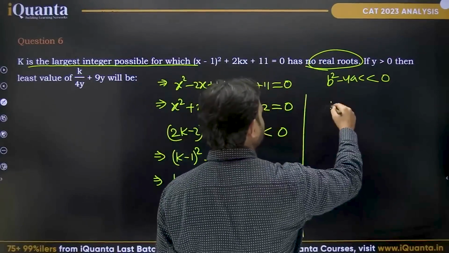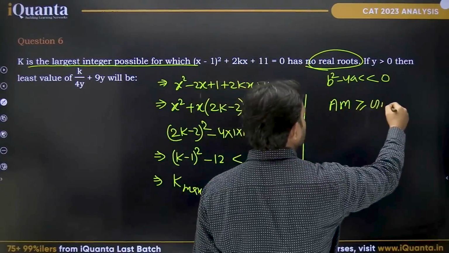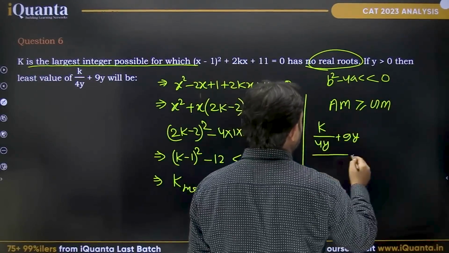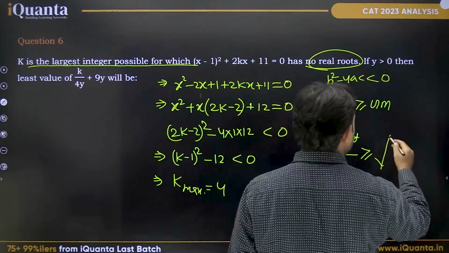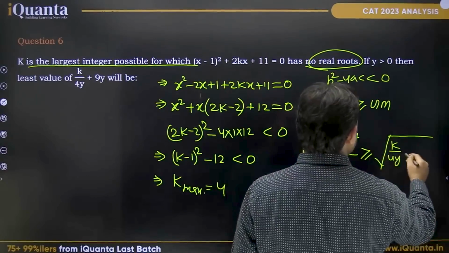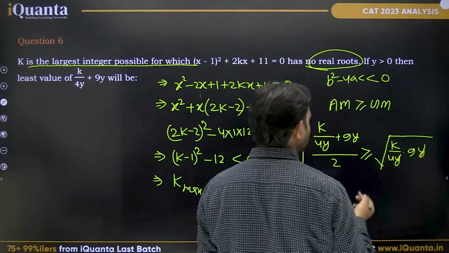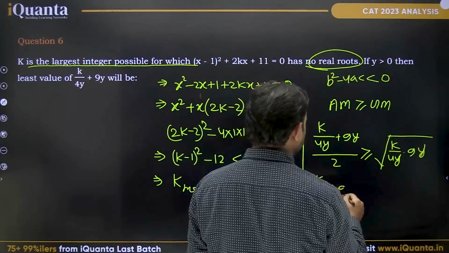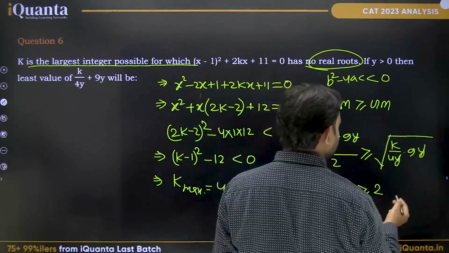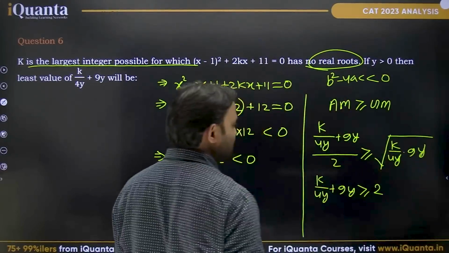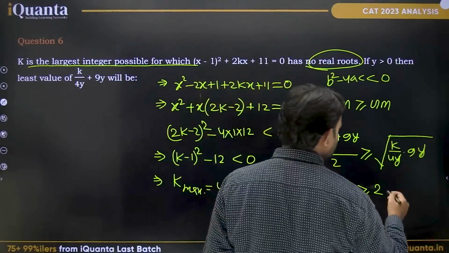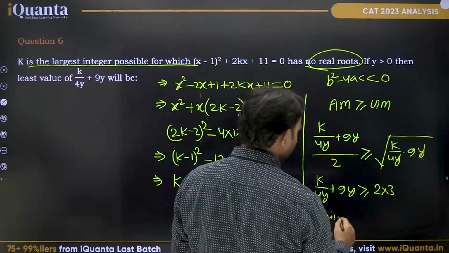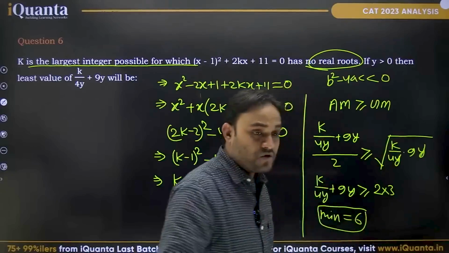Now in this case, what we can do, arithmetic mean is greater than or equal to geometric mean. So we can say (k upon 4y plus 9y) upon 2 must be greater than or equal to square root of k upon 4y into 9y. So y cancelled out. So we can say k upon 4y plus 9y will be greater than or equal to 2 times 3 by 2 square root of k, and k is equal to 4. So this will be 2 into 3. So total this will be equal to 6, so minimum value will be 6. 6 is the answer. I hope all of you marked this one.